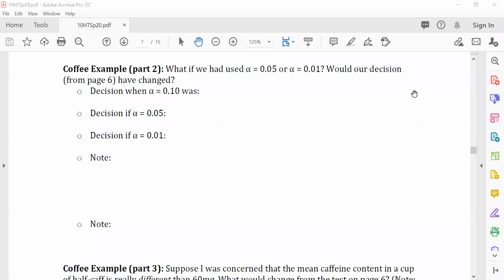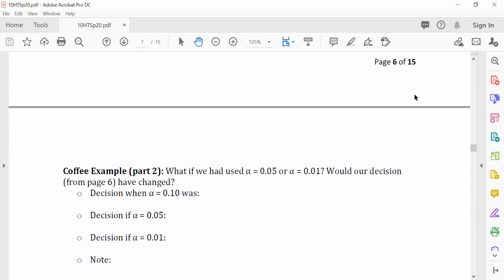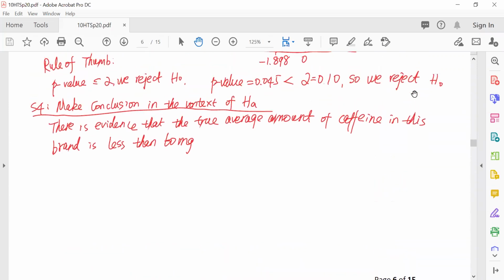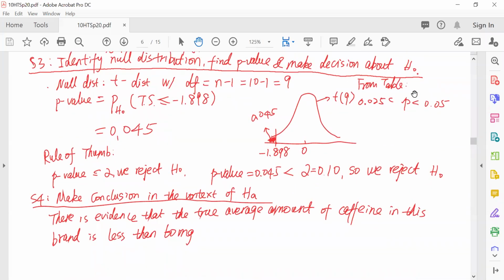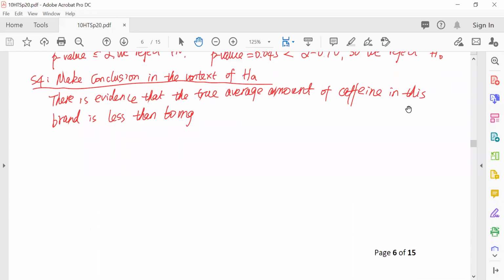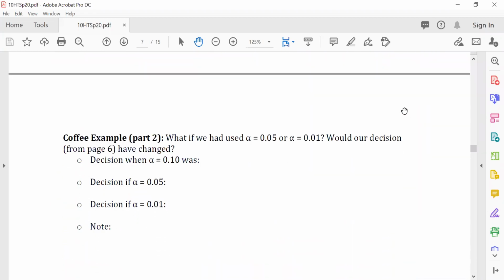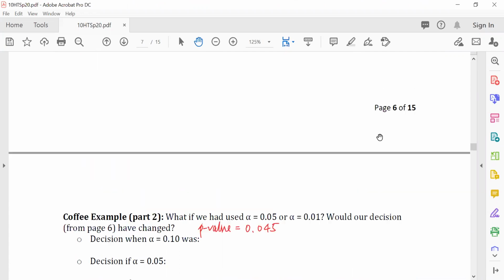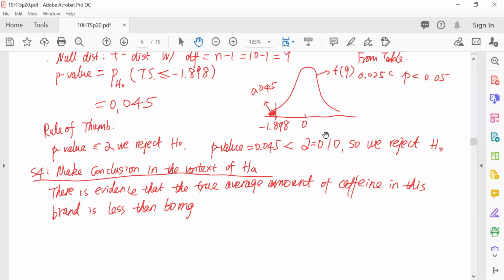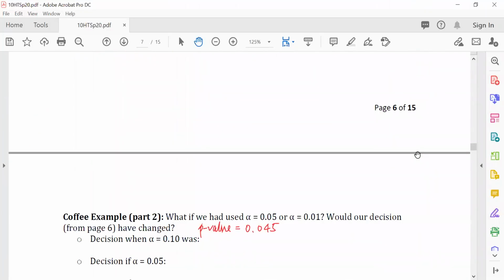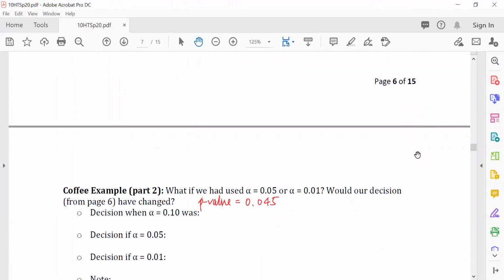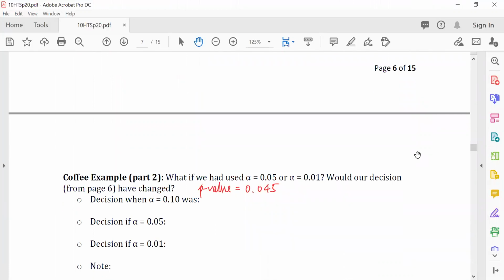Okay, let's continue our coffee example. In our previous video, we calculated that our p-value is 0.045. We used alpha equals 0.10, and we reject H null. What if our alpha is 0.05 or 0.01?